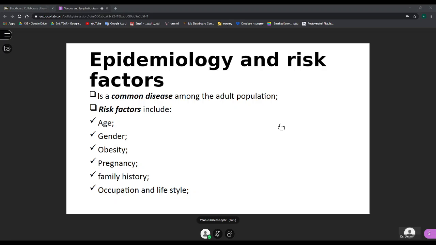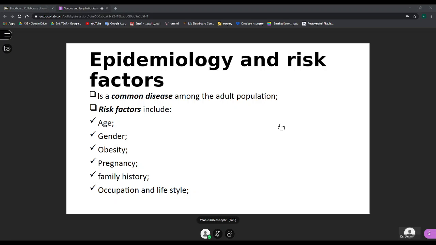As I have mentioned, people who tend to stand for a long time because of their occupation or their work tend to have an increased risk of development of these varicose veins.